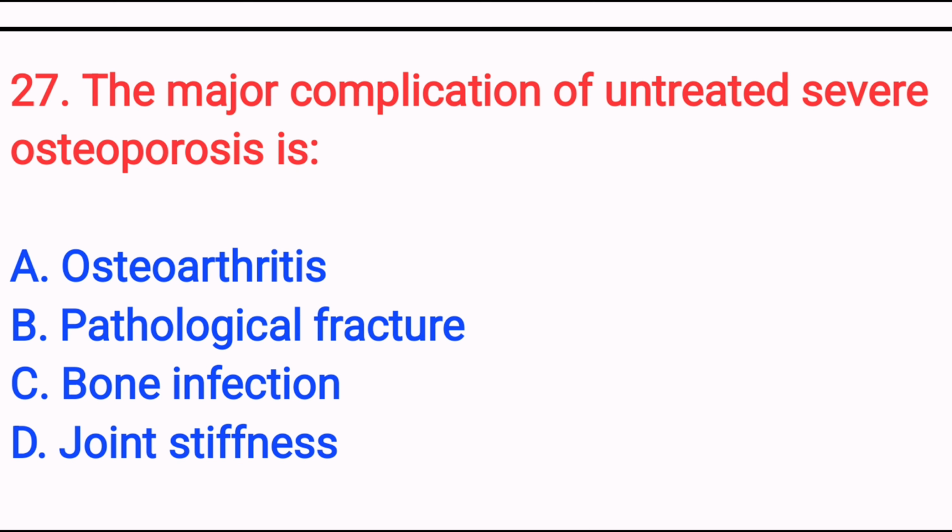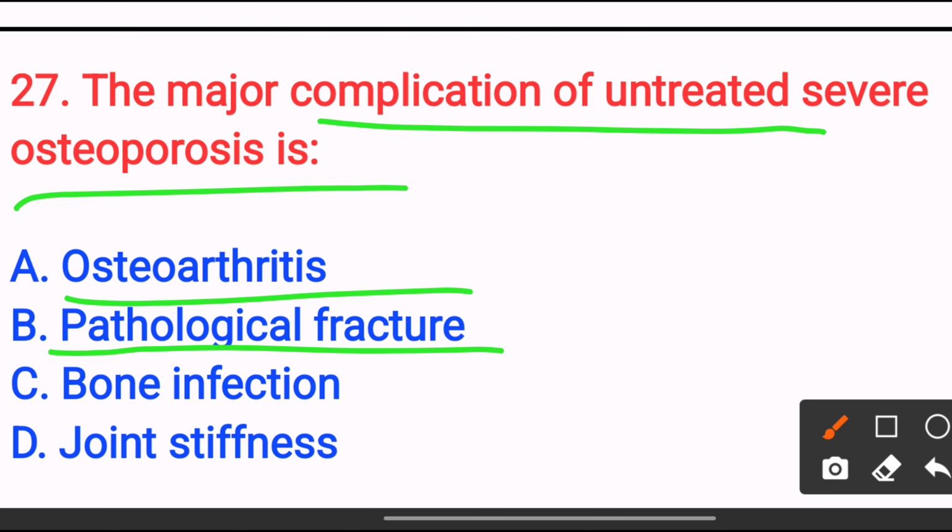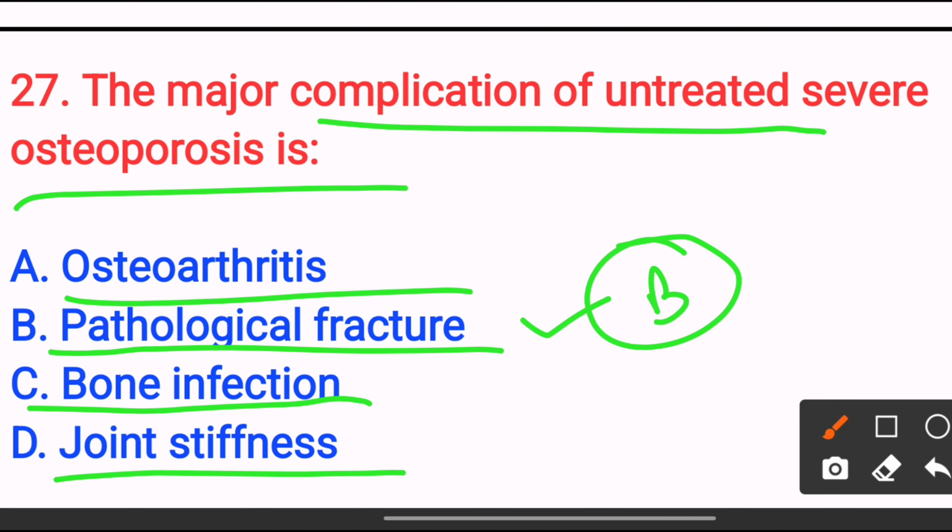Next, the major complication of untreated severe osteoporosis is option A, osteoarthritis. Option B, pathological fracture. Option C, bone infection. Option D, joint stiffness. The answer is option B, pathological fracture. In advanced osteoporosis, bones become fragile and may fracture spontaneously or with minimal trauma. So the answer is option B, pathological fracture.